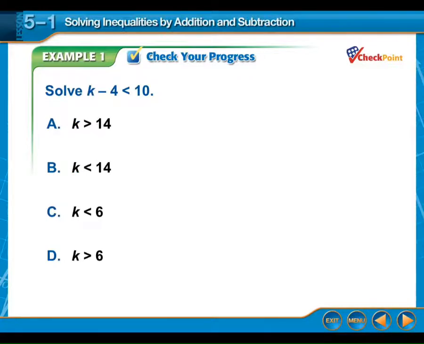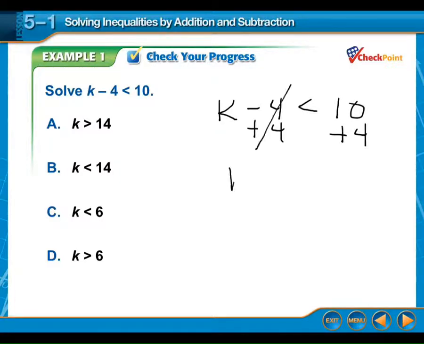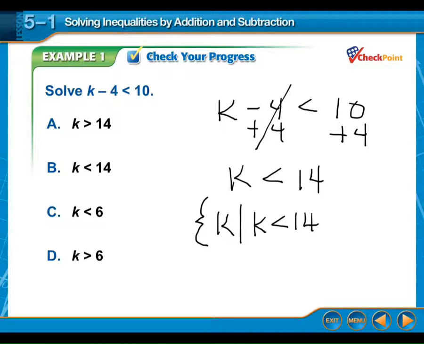All right, let's look at k minus 4 is less than 10. Well, we know that if we add 4 to both sides of the equation, and then they're just showing you simple ones right now to get you started. We know that k is less than 14. Well, let's make sure that we're writing this in set notation. K is such that K is less than 14. So we know that B is our answer.